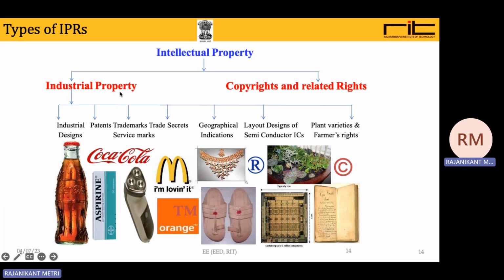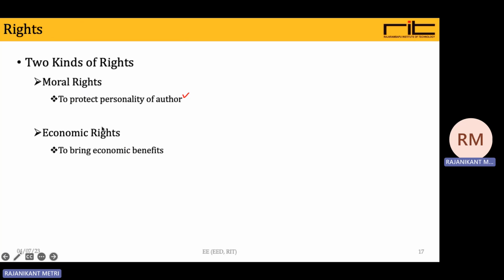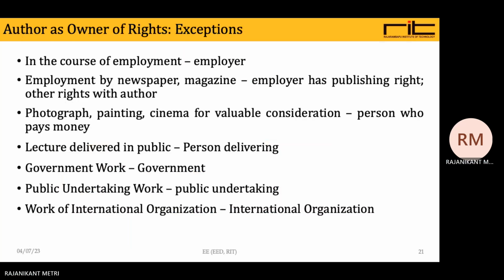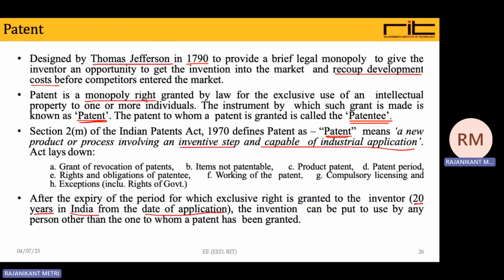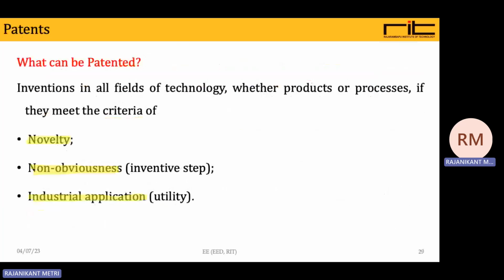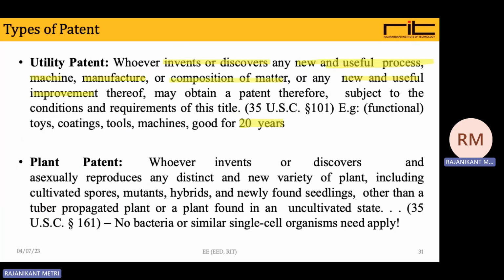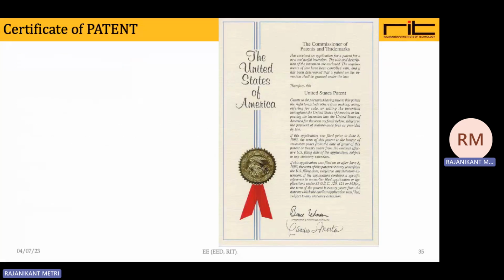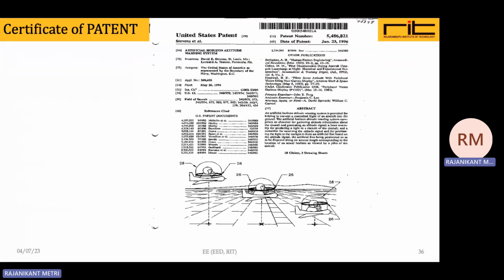And in industrial property, we have seen patents, and today we are going to continue with which parts are not patentable. So those points will be discussed. We have seen these rights, types of rights, ownership, author, related rights, patents, what can be patented, and what the characteristics of a product or process are which can be patented. Those things we have seen. Conditions for patent and grant of patent, and a couple of examples from certificates of patents.